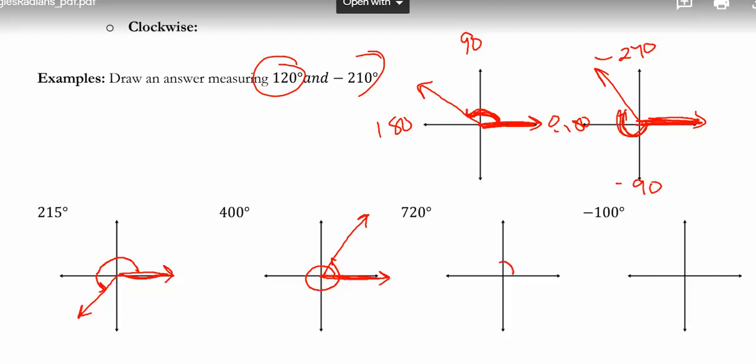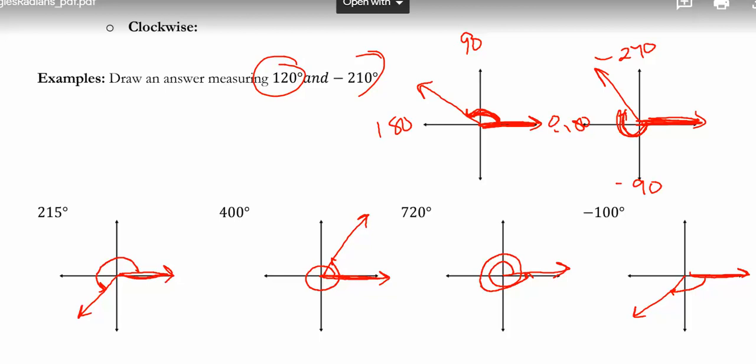So 720, that's just 2 times around a full circle. So that's right here. Negative 100 degrees, here's my initial side, and I'm going to go down past negative 90. And that's what that would be.